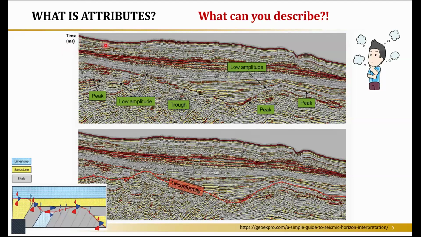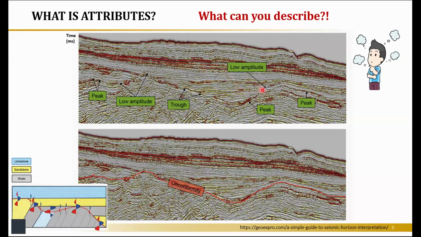Then you see some of the reflections. These reflectors have some different amplitudes. These amplitudes are expressed by colors. So you have a red color, and you have gray, and you have yellow. And this is expressed, of course, about the amplitude. Is it high or low amplitude?